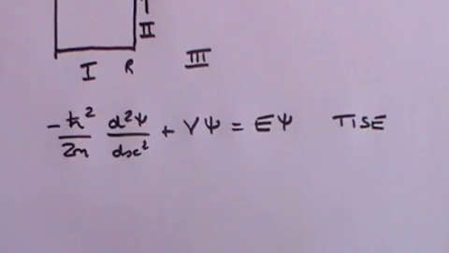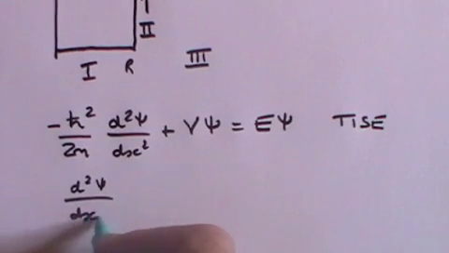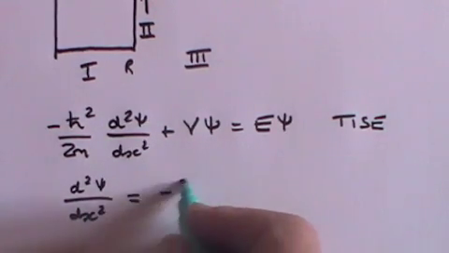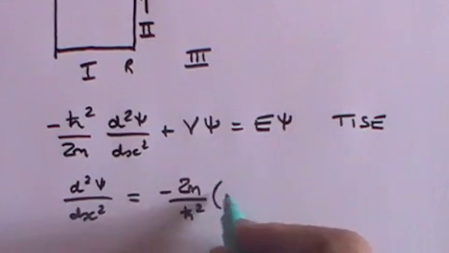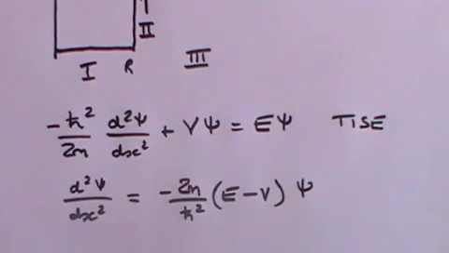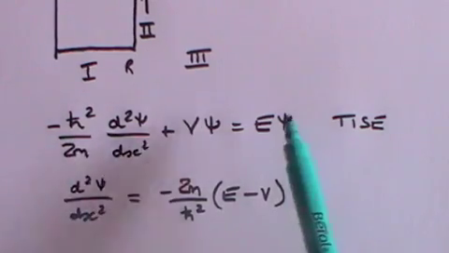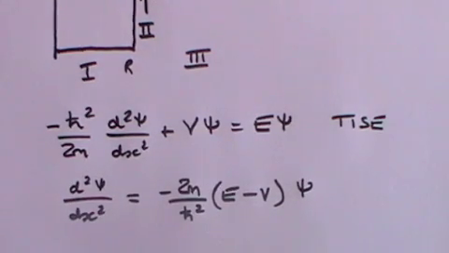Now we can always just generally rearrange this to say that d2 psi by dx squared is equal to minus 2m over h bar squared into E minus V times psi. That's still the general form of the time-independent Schrödinger equation, but just rearranged by moving this term over to this side, bringing the V over, so it becomes minus V, and that is that.